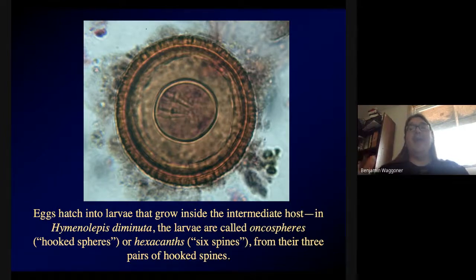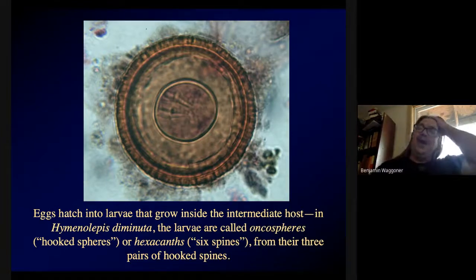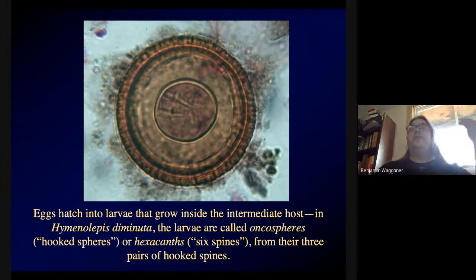And when this egg gets eaten by a beetle, the larva will break out, assisted by the beetle's digestive enzymes and jaws, and use these 6 spines to tear its way through the beetle's gut into the body cavity, where it will develop into an infective stage called a cysticercoid.